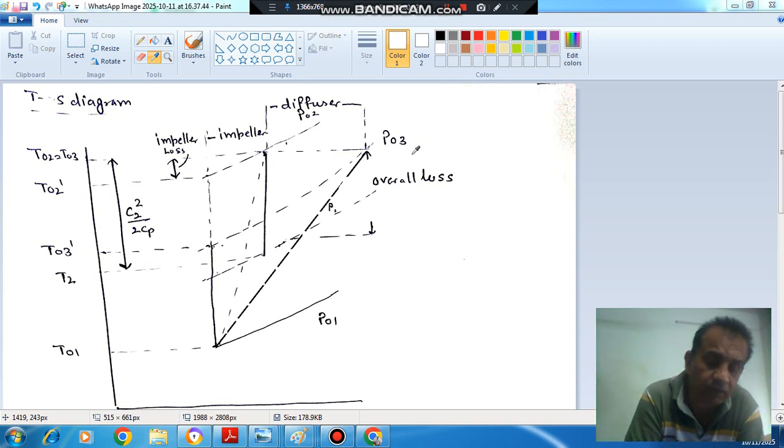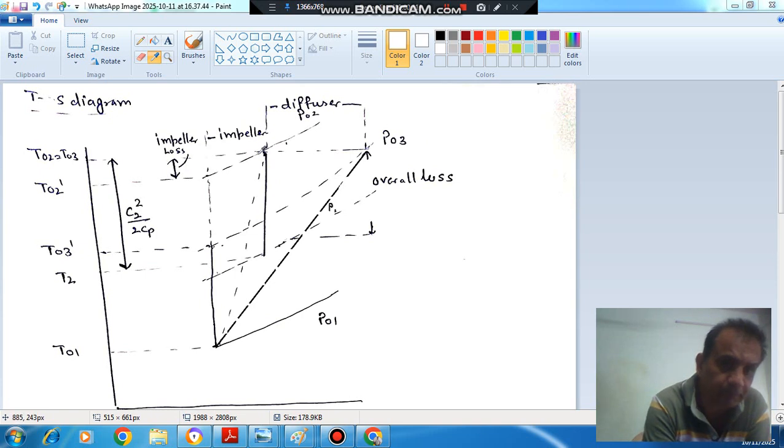Hello, welcome again. We are covering the topic centrifugal compressor for civil services mains, IFS, and GATE Aerospace exam. The next subtopic in the main topic of centrifugal compressor is the TS diagram of centrifugal compressor. So this is your TS diagram of centrifugal compressor. The vertical coordinate is T and horizontal is entropy.